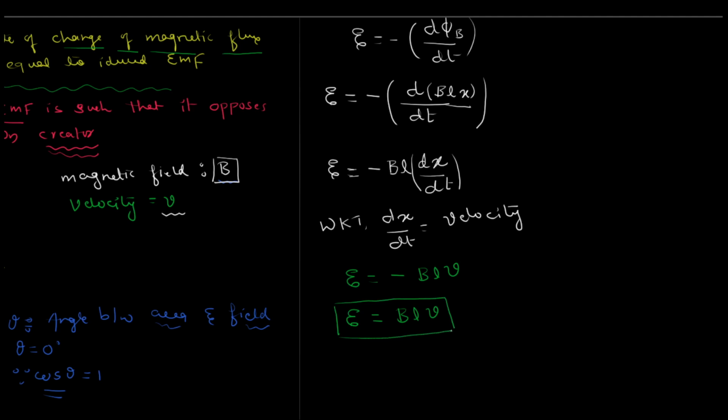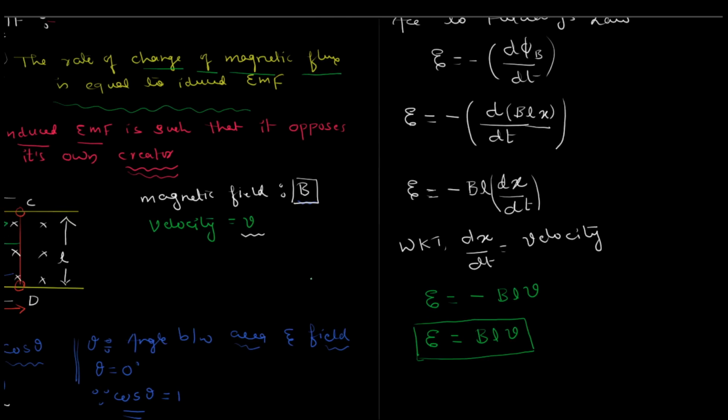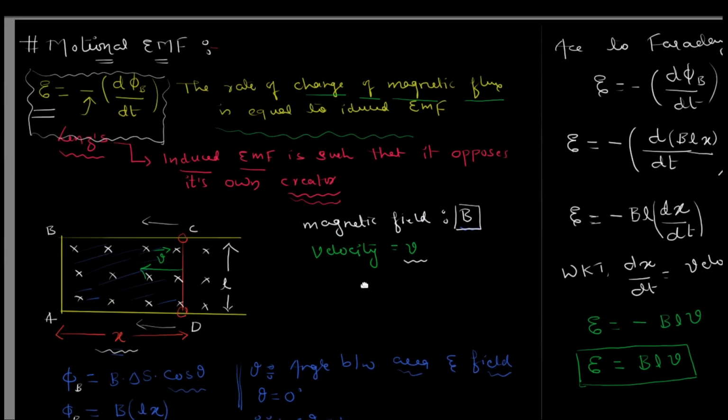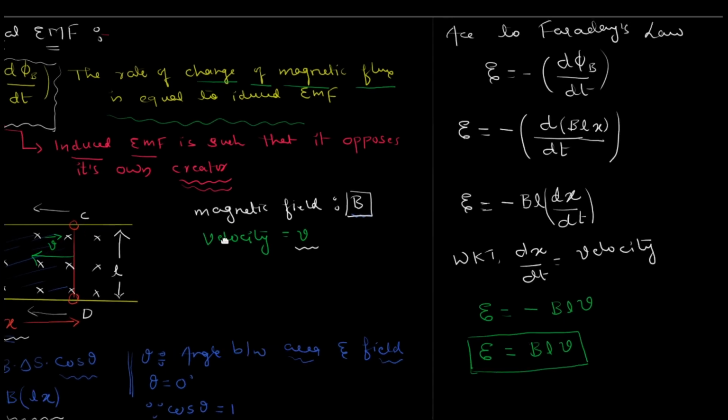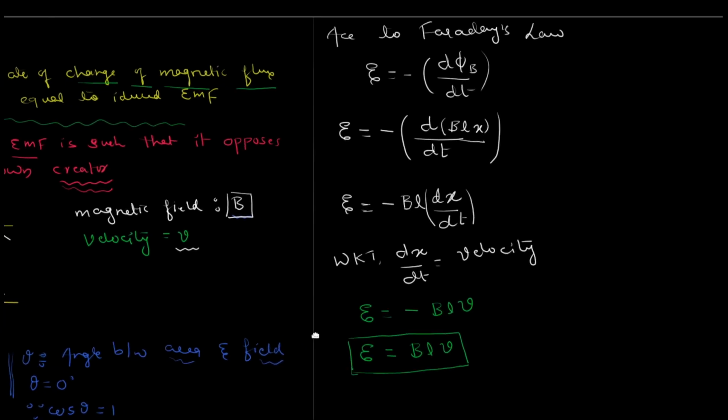Here what happened was, the motion of the conductor in the region of magnetic field gave rise to EMF. Such an EMF is called motional EMF, and the expression is BLV. Notice the terms carefully. That V is the velocity with which the rod is moving, L is the length of the rod, and B is of course the magnetic field. And one crucial thing, that's the expression for motional EMF.